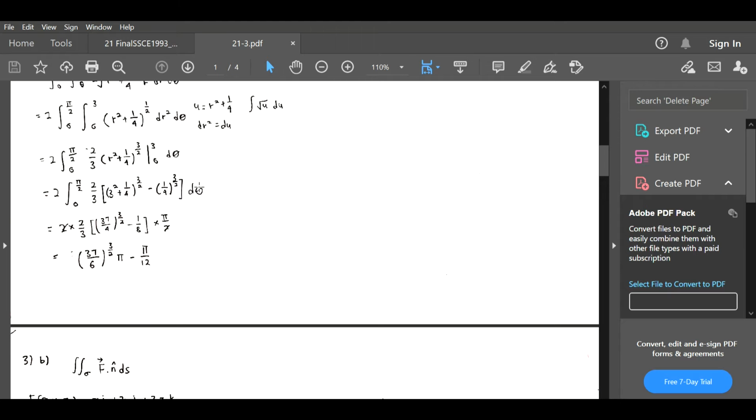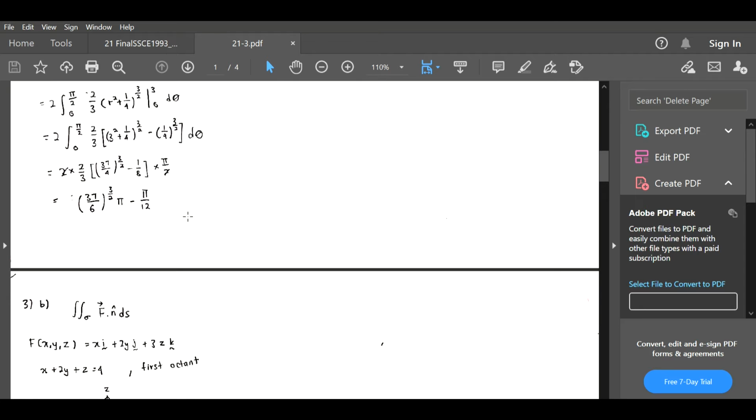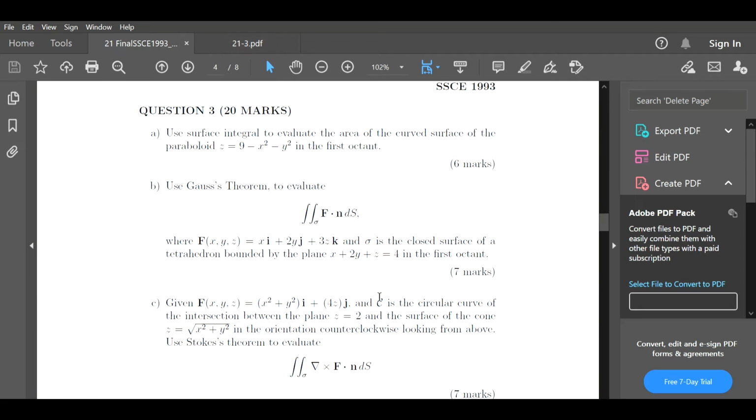Integrate, you get this theta. So theta here is equal to pi over 2. And then this is the answer that I got.